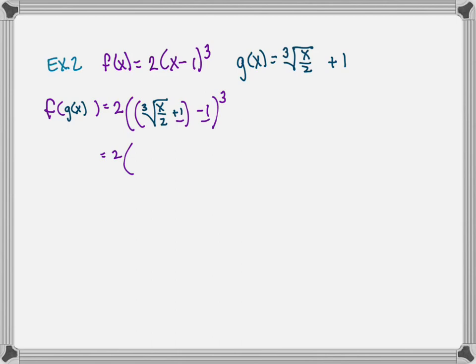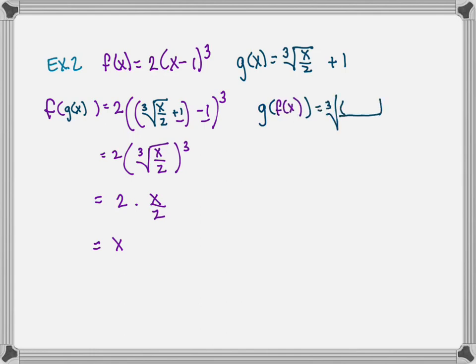That equals 2 times, now the 1 and the negative 1 in the parentheses combine together to form a 0. So I'm left with the cube root of x over 2, quantity cubed. And the cube root and the cubing are inverse operations, so we're left with 2 times x over 2. And when we multiply 2 times x over 2, we are left with x. So we're halfway there. Now we'll show g of f of x.